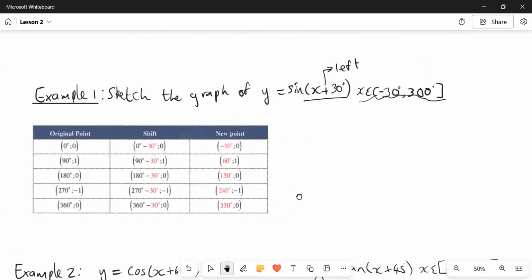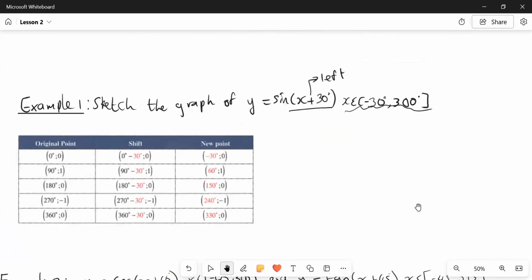Here's our table now. We have the original points, here's the original point at 0 and 0. So now these are our points, né? For every point you subtract 30 to the left. You subtract 30, 30, 30, and 30. Now because this is horizontal, you only focus on x. You subtract only on x.